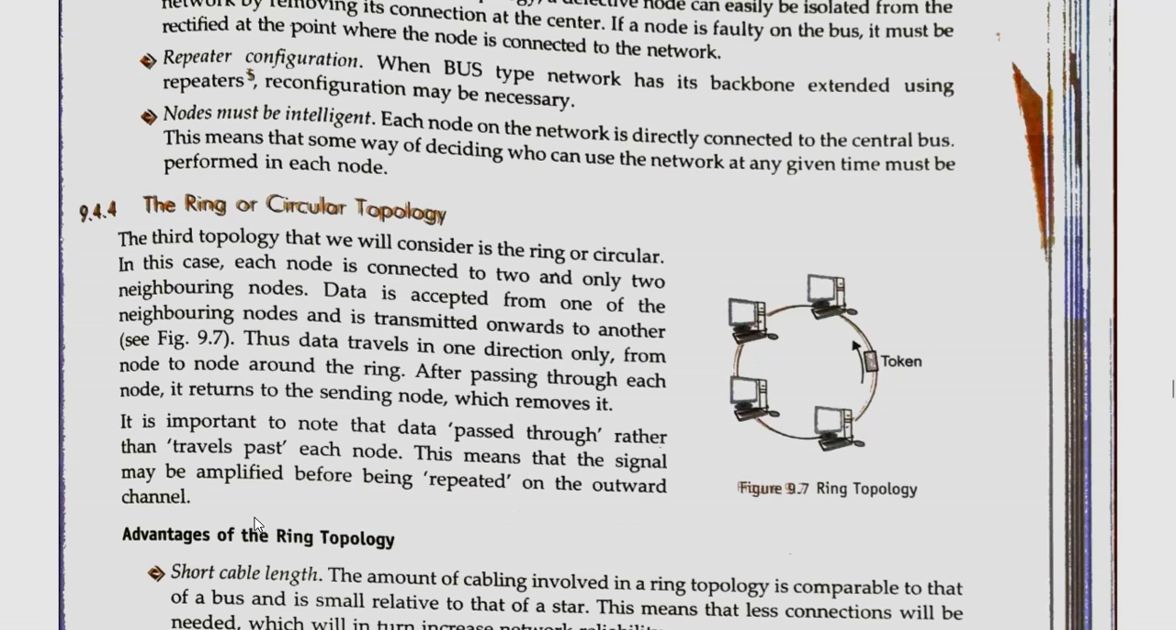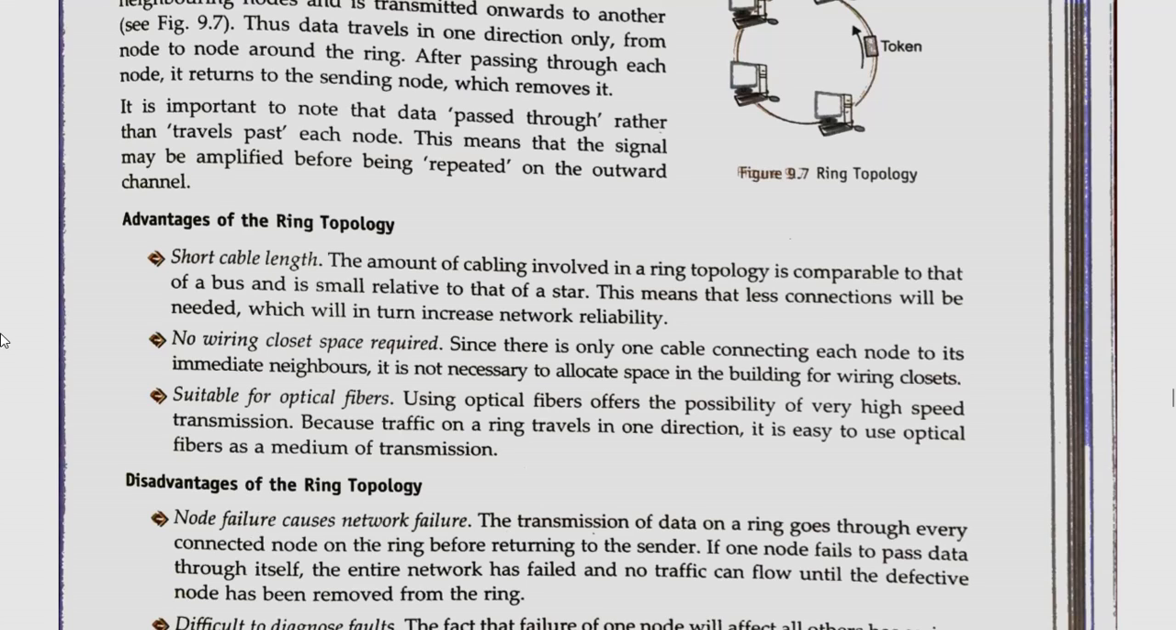So what are the advantages of ring topology? It has a short cable length, no wiring closet space is required, and it is suitable for optical fibers. The disadvantage is that a node failure causes network failure.